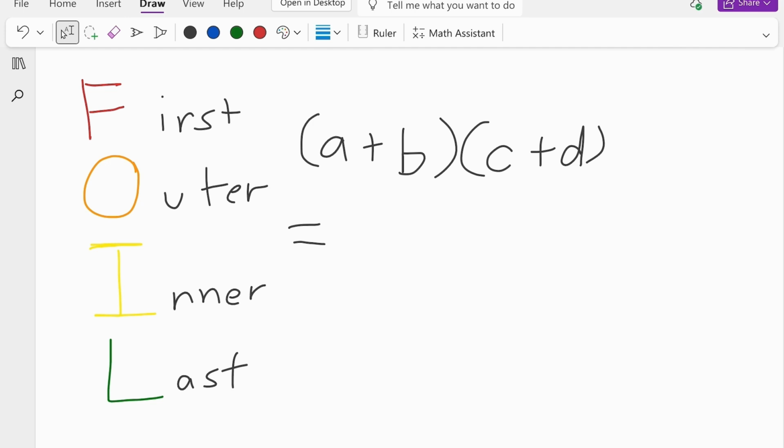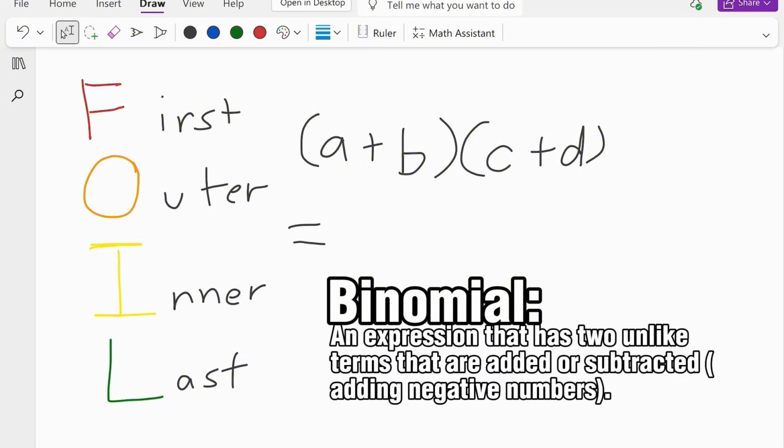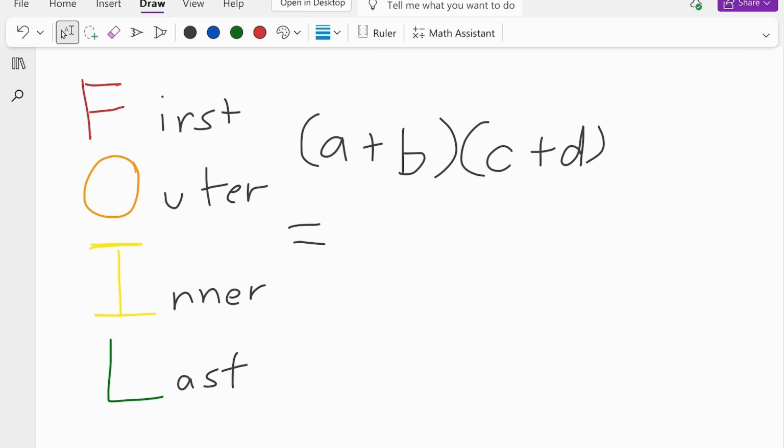Now on the screen, I have a little sneak peek of what we're going to be doing in this video, and mostly it's going to be multiplying two binomials. A binomial is basically what we have in parentheses. It's a term with two things added to each other. For example, we have a plus b, and we also have c plus d. Now, the question we have is, what is this going to come out to be?